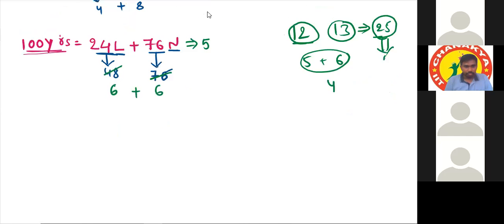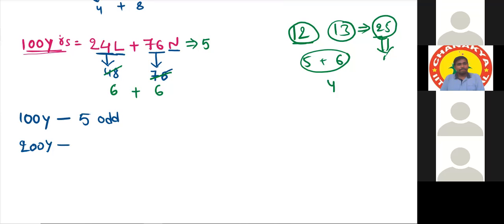Here I'm writing. 100 years consists of how many odd days? 5 odd days. Next, tell me, 200 years consists of how many odd days? 3. Very good.